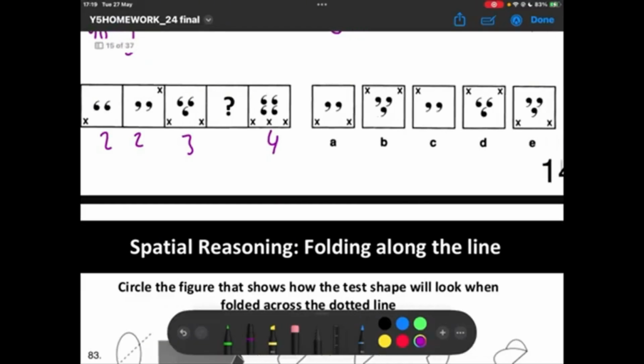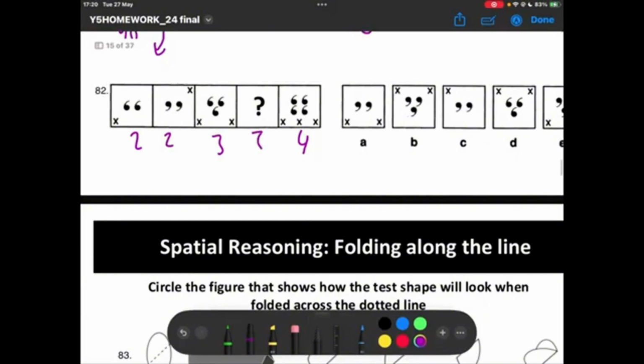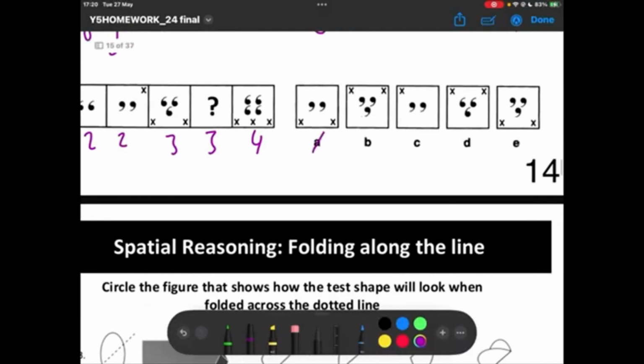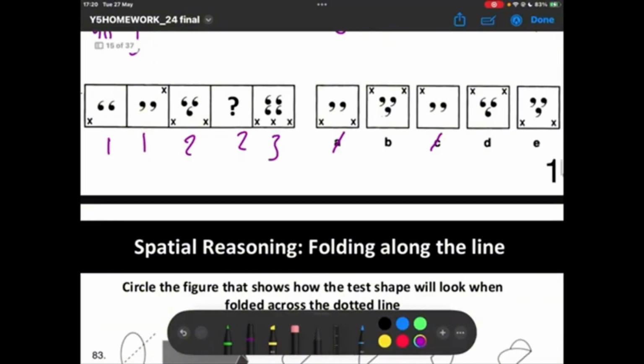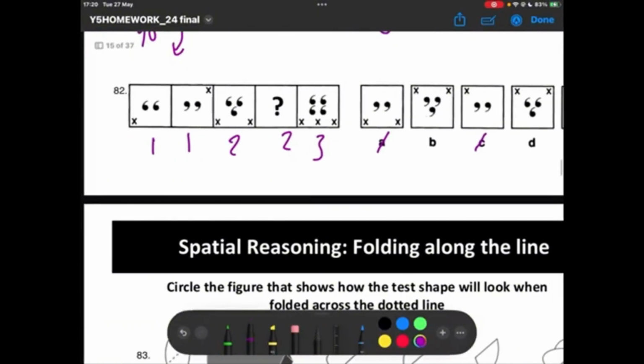I'm assuming that there's going to be 3 speech marks in this one, because it's going 2, 2, 3, 3, and then 4, 4. So we can rule out A and C. Then the number of x's is going 1, 1, 1, 2, 3. I'm assuming there's going to be 2 as well, and all the answer options have 2, so that's fine.